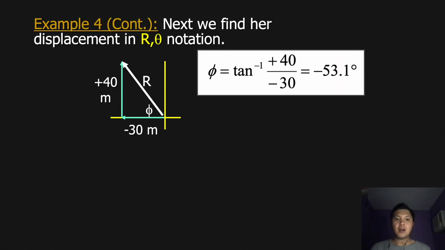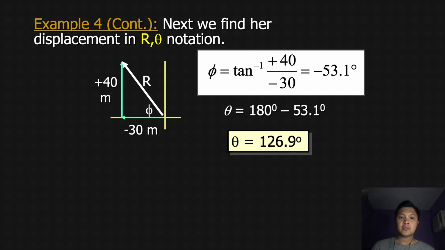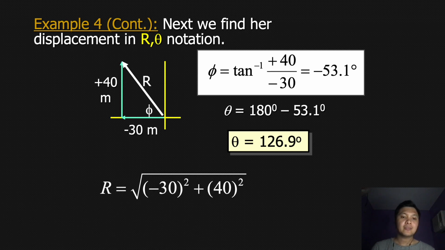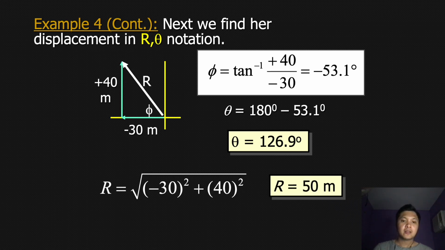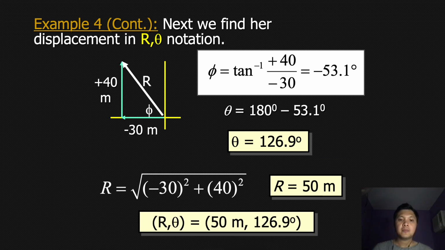Now, if we want to get the r theta notation, we can get theta using arctan of 40 over negative 30, which is negative 53.1. So if we subtract that from 180, that is 126.9. Now to get the value of r, again let's use the Pythagorean theorem. Negative 30 squared plus 40 squared is equal to 50 meters. So therefore the r theta notation is 50 meters, 126.9 degrees.